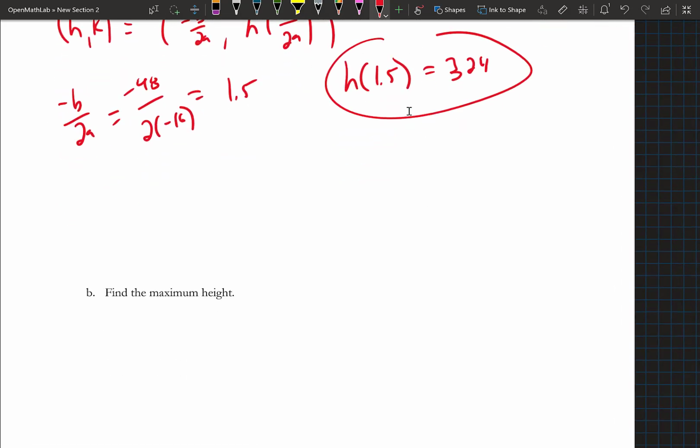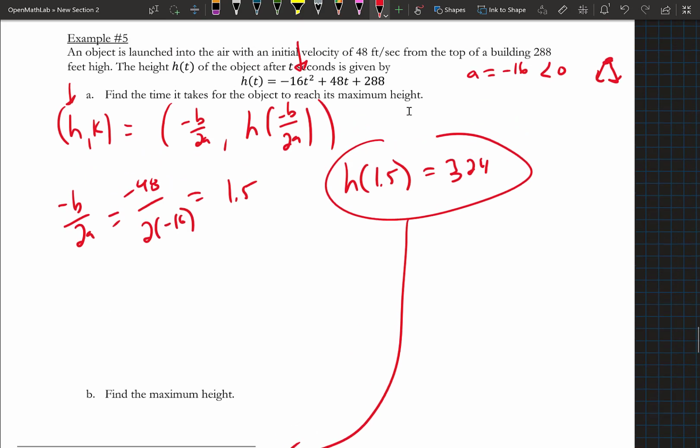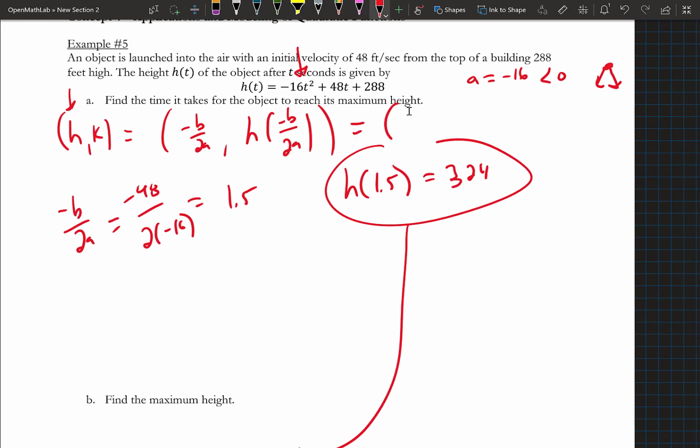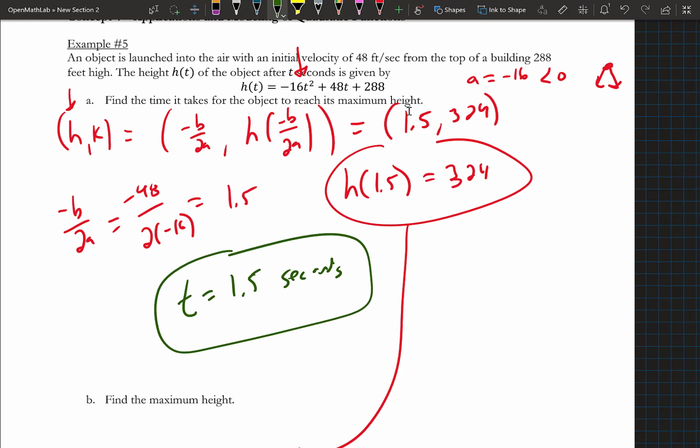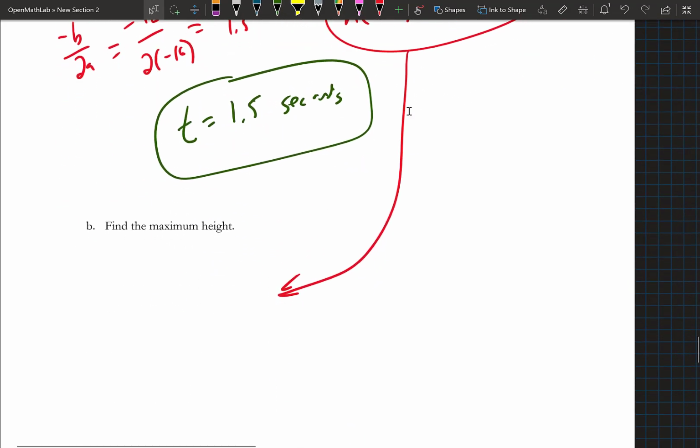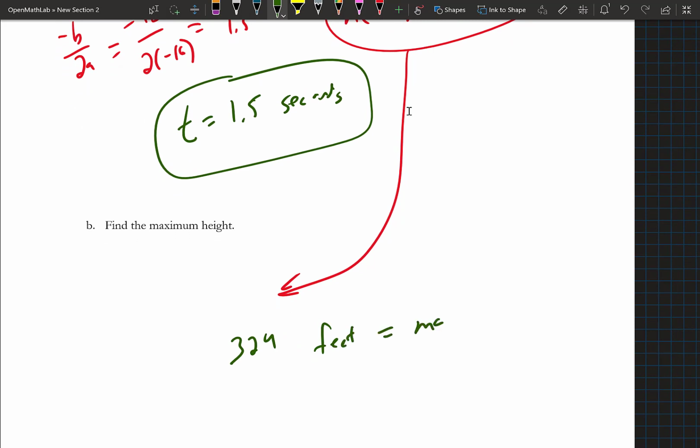So this information is going to come in down here. My vertex occurs at (1.5, 324). So the actual solution for part A is that the time to reach the max height is t equals 1.5 seconds. And for part B, the max height occurs at 324 feet. All right, so that one's not too bad.